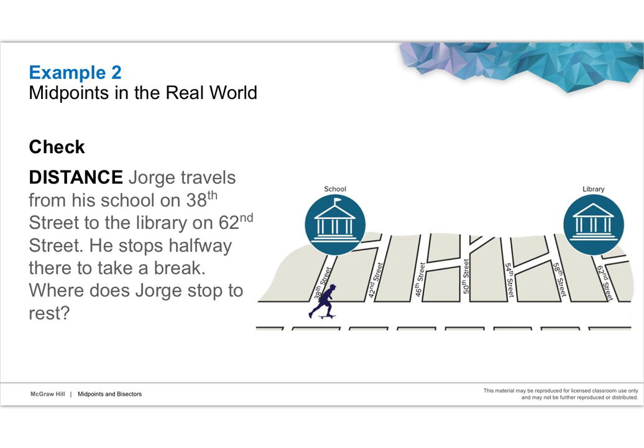Here's a check of another application problem using the idea of midpoint. So this time Jorge is traveling from his school on 38th Street and going to the library on 62nd Street, and he stops halfway there to take a break. We want to know, where does Jorge stop? So we're going to use this midpoint formula applied to this problem. Take a quick pause on the video and work this out and see if you can get it.